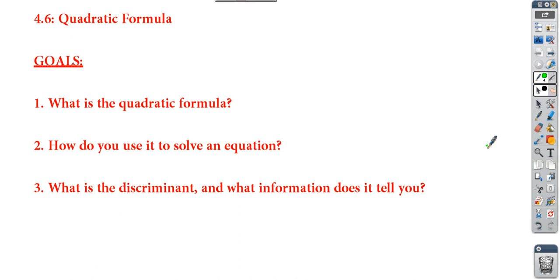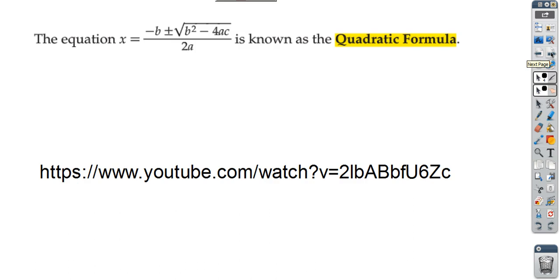And then thirdly, there's a part of the quadratic formula called the discriminant. And it's important because it tells us something significant about the equation, specifically how many solutions it's going to have. So we will talk about what that is, how to find it, and what it means. Okay, this is the quadratic formula.